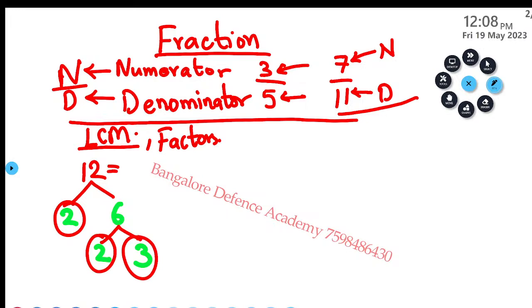Now what does it mean? Imagine I write this as 2 into 2 into 3. If you look at this, 2 into 2 is 4, 4 3s are 12. So these are the factors.